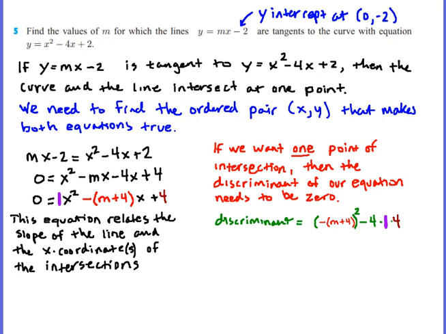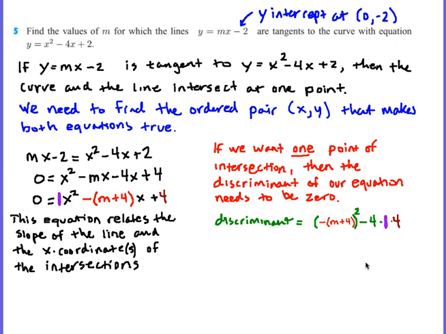So we want one point of intersection. That means that if I look at this quadratic equation, there's going to be one value of x that makes this true, which means that the discriminant of this quadratic equation has to be 0. So the discriminant is going to be the value of b squared, the linear coefficient squared, minus 4 times the quadratic coefficient multiplied by the constant term.